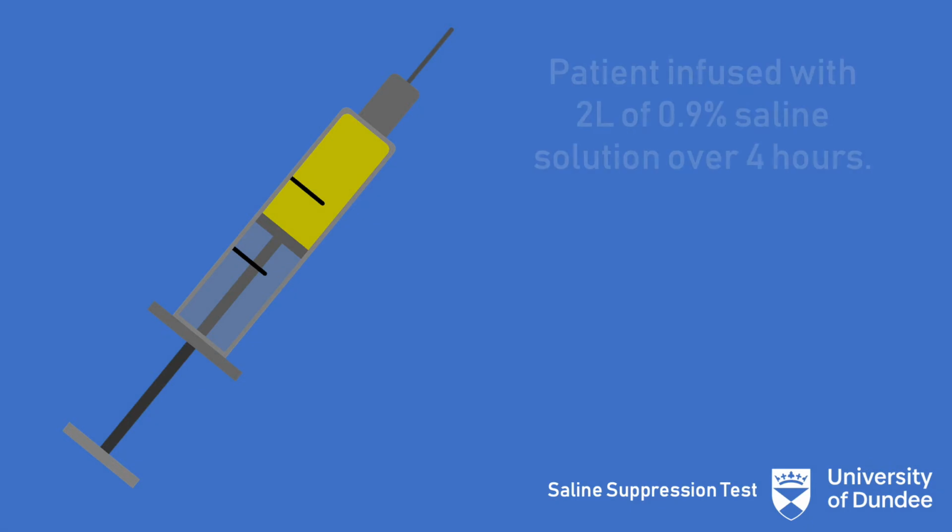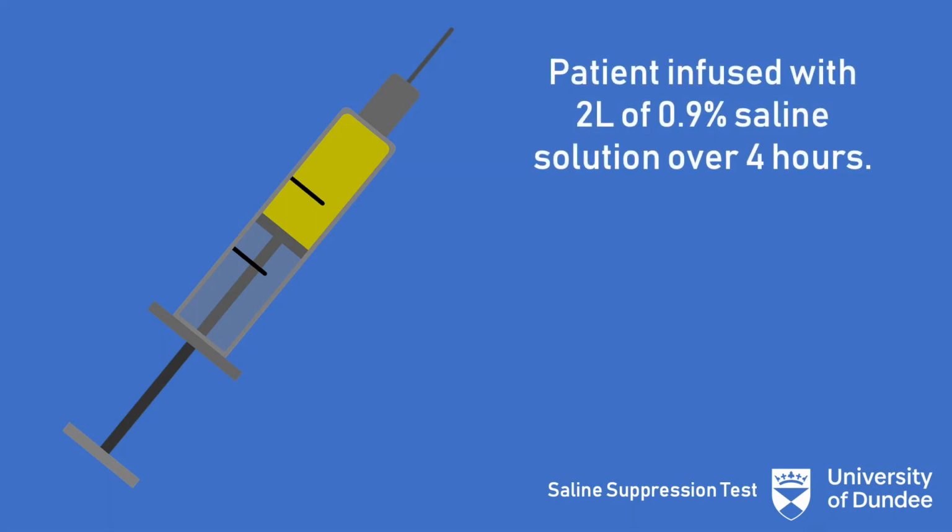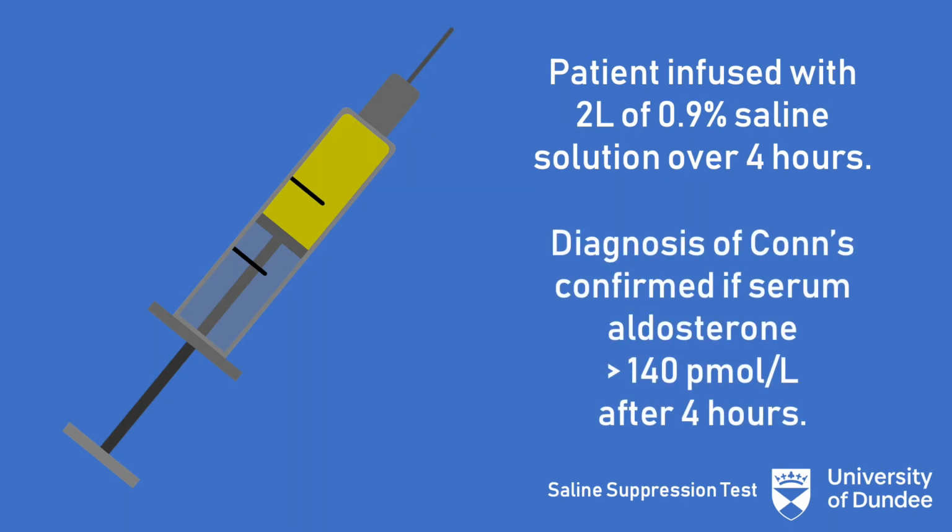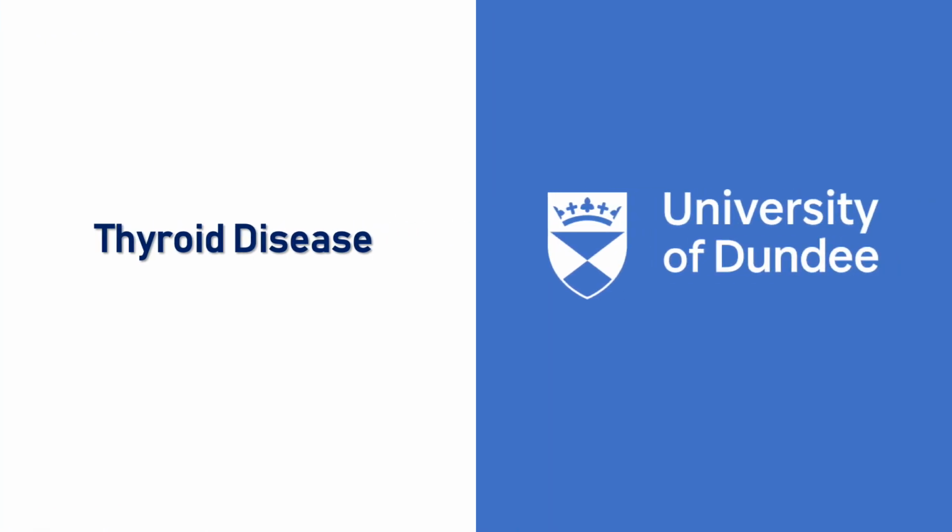In this test, the patient is infused with 2 litres of 0.9% saline intravenously over 4 hours, essentially acting as a salt and water load. At the end of the test, if serum aldosterone is greater than 140 picomoles per litre, then a diagnosis of primary hyperaldosteronism is confirmed.